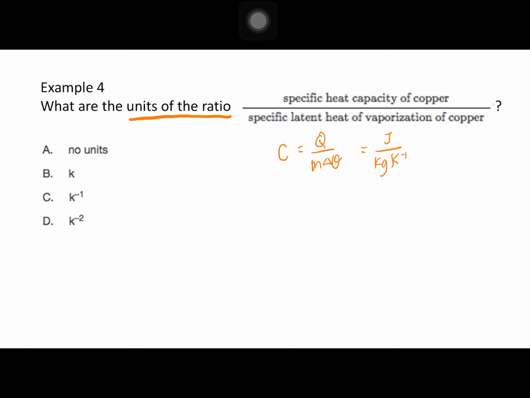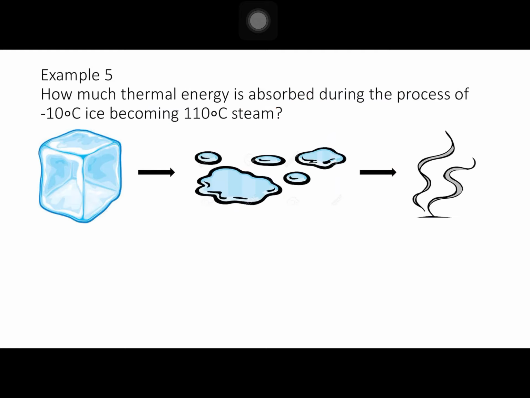What about specific latent heat of vaporization? We're talking about L_F, right? So it's Q over m, so it's joules per kg. So what is joules per kg per Kelvin divided by joules per kg? Cancel away, you just get Kelvin to the power minus 1. Alright, can you try example 5 and example 6 on your own now?